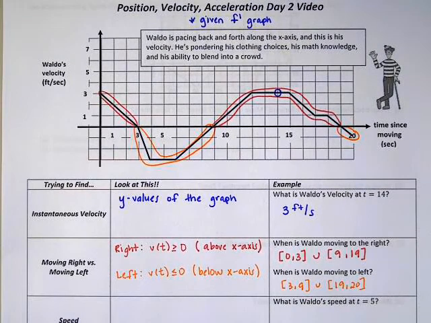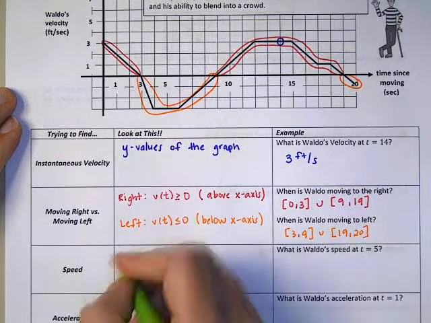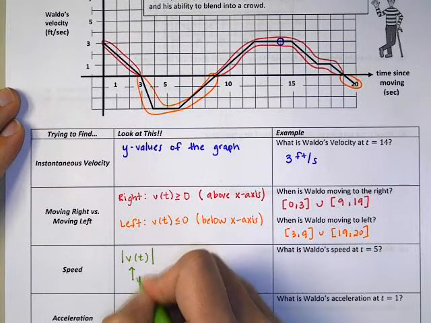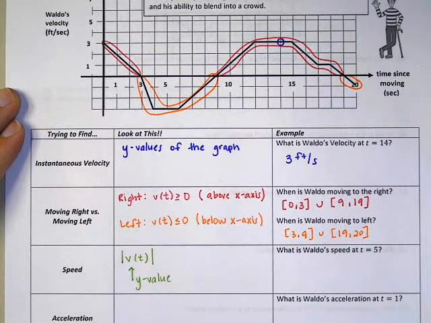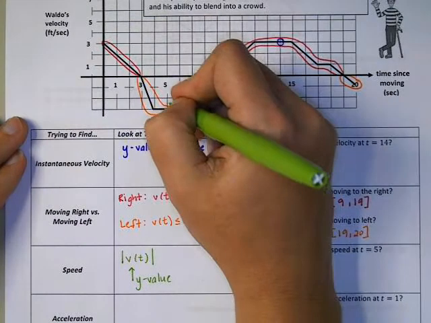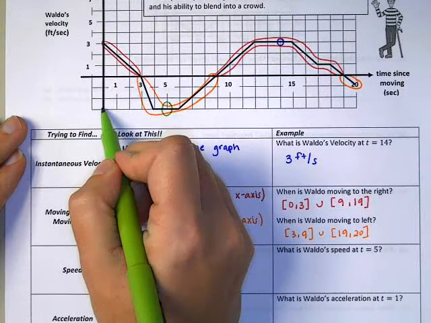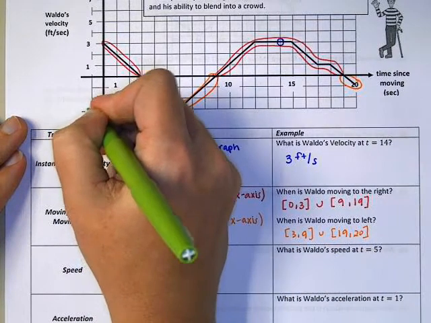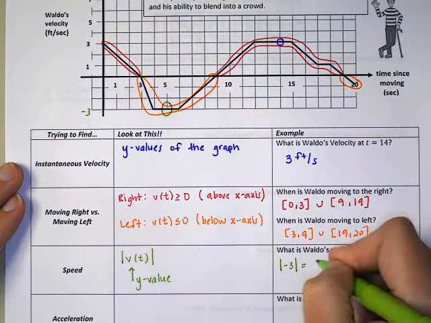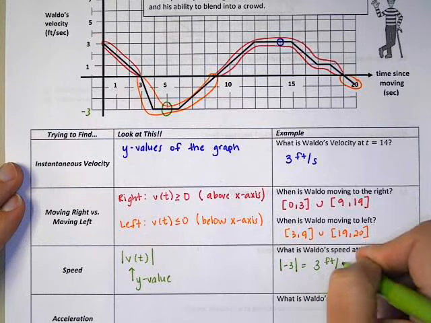Now we know from our previous investigation of speed that speed is always the absolute value of velocity. So what we would do is we would find the y value on the graph, just like we were finding velocity, but we would just make it positive regardless of whether it was negative or positive to begin with. So if I say what is Waldo's speed at t equals 5, t equals 5 would be right here. I would normally say that the velocity is negative 3. But because I want speed, I'm going to do the absolute value of negative 3, which is positive 3 feet per second.